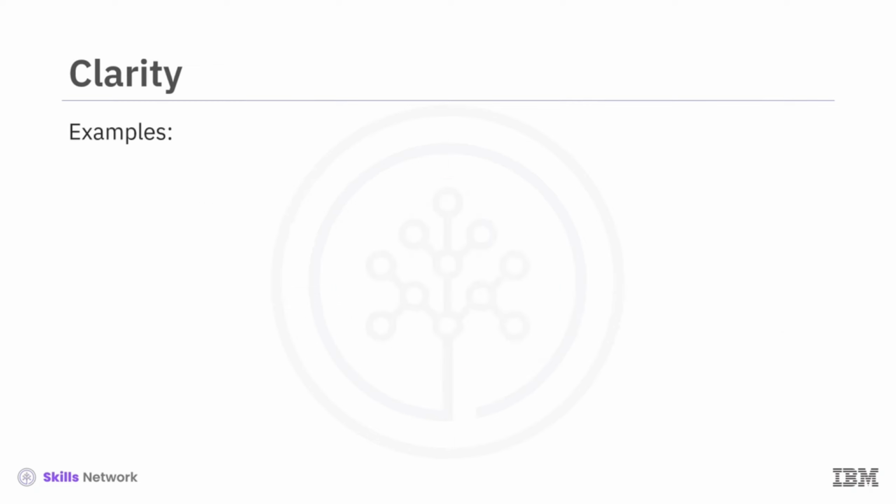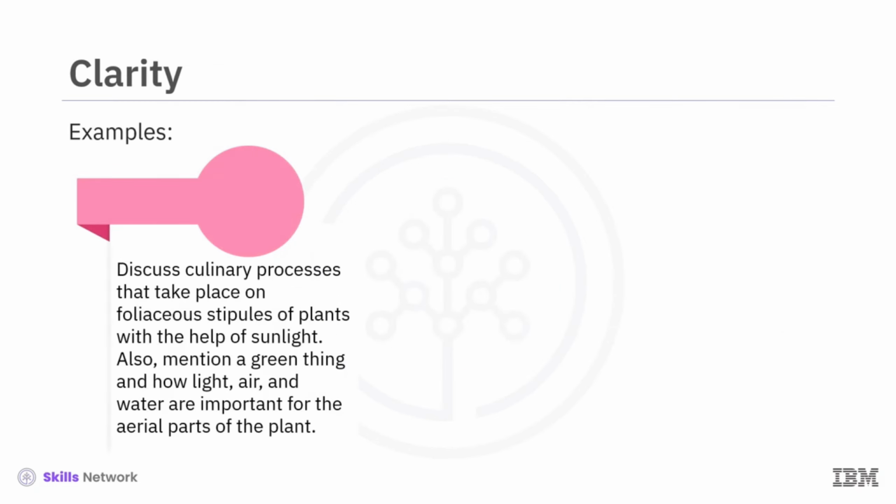Let's understand this through an example. Discuss culinary processes that take place on foliaceous stipules of plants with the help of sunlight. Also mention a green thing and how light, air, and water are important for aerial parts of the plant. This prompt has much ambiguity. Nowhere does it explicitly mention the process you want to discuss. The prompt contains complex terminologies, which make it difficult to comprehend. It's also vague and does not clearly describe the task at hand.